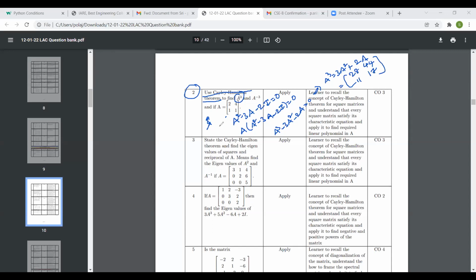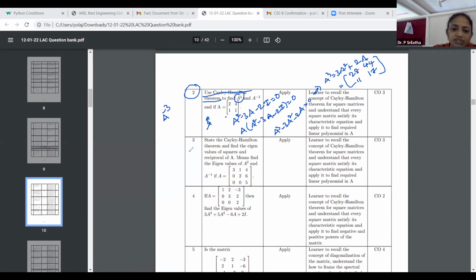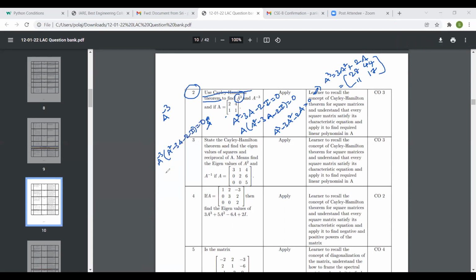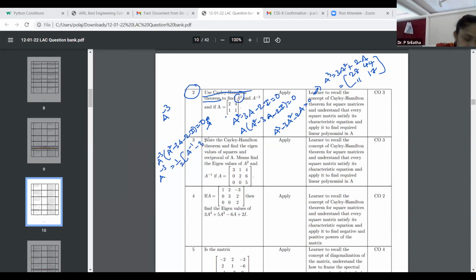Okay, so then how to find a power minus 3? Multiply with a power minus 3 on both sides, then you will get a power minus 3 into a square minus 3a minus 2I equal to 0. So what is the answer for this? Half a power minus 1 minus 3a power minus 2. So a power minus 3 equal to 1 by 2 into a power minus 1 minus 3a power minus 2.